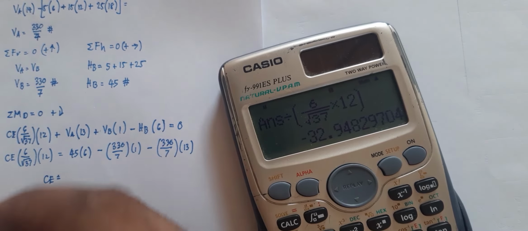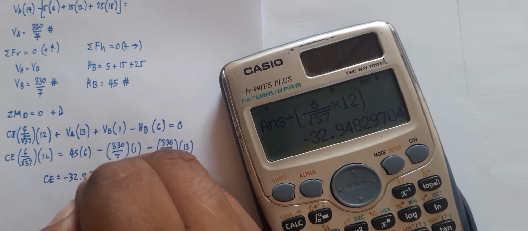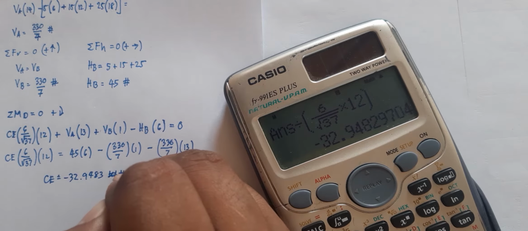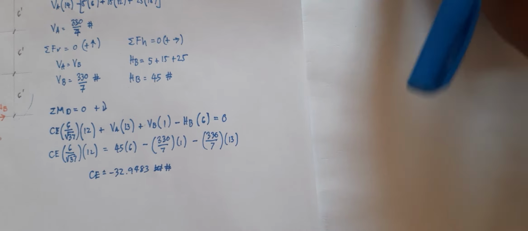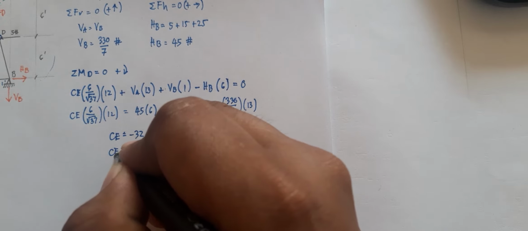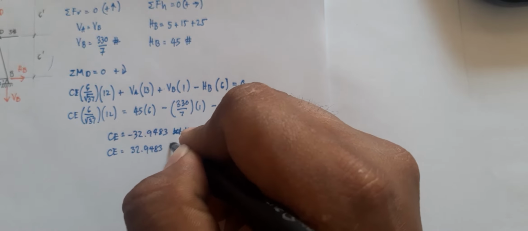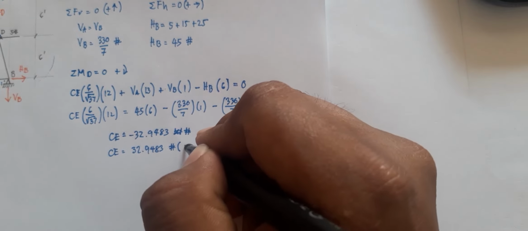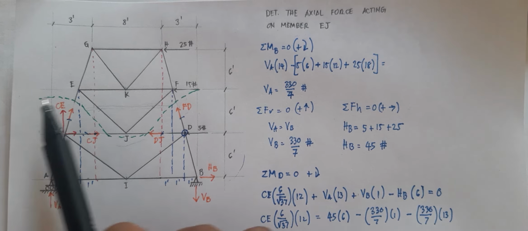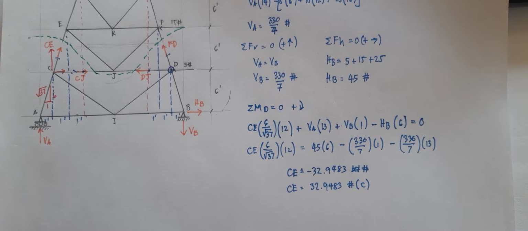Right here, that is negative 32.9483 kilo. Sorry, that is not in kilonewton, that is pounds. Next, since that one is negative, you can conclude that CE here is 32.9483 pounds in compression. Your assumed direction there is tension, correct? Your assumed direction is tension. Your answer is negative, so therefore it is compression.